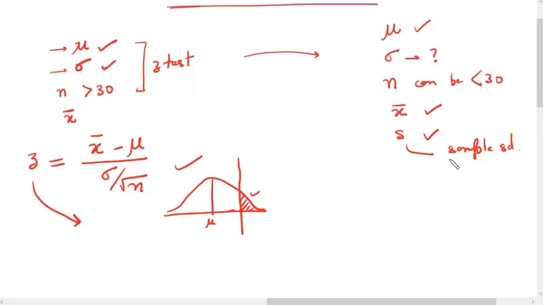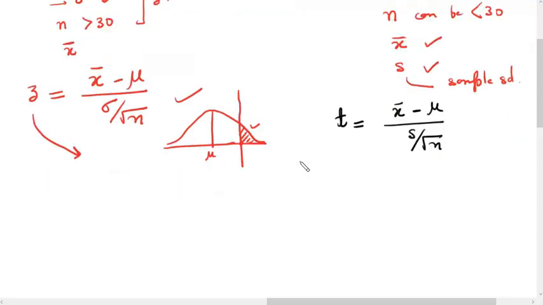Now a t-test is very similar. In a t-test we find the t-value, which is very similar to what we have here. We have x bar minus the average. Now instead of the population standard deviation, we have the sample standard deviation divided by root n. So this represents the t-value. Now this t-value does not follow a normal distribution. It follows something called the t-distribution, also known as the student t-distribution.